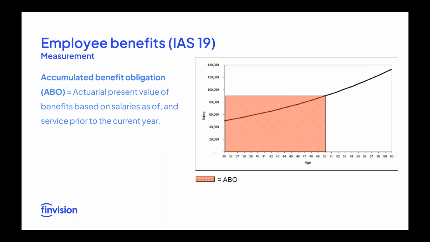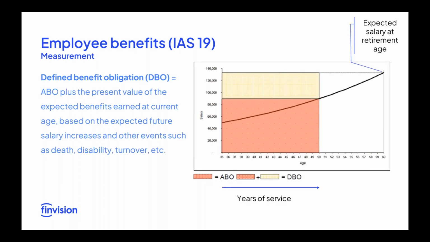Okay. If we then look to the defined benefit obligation, that's the yellow part, the total in effect. So the total of the orange and the yellow is the defined benefit obligation. So this is the accumulated benefit obligation plus the present value of the expected payments earned at the current age, based on expected future salary increases and other events.